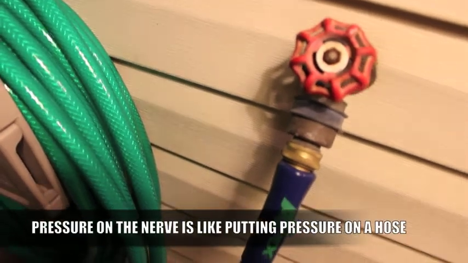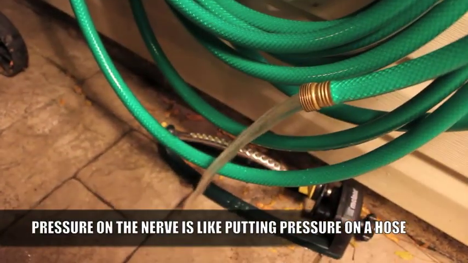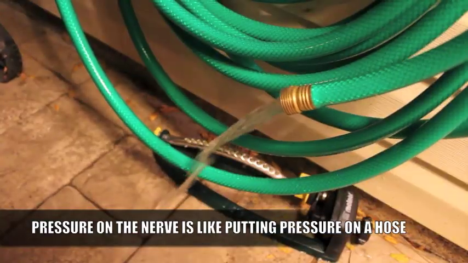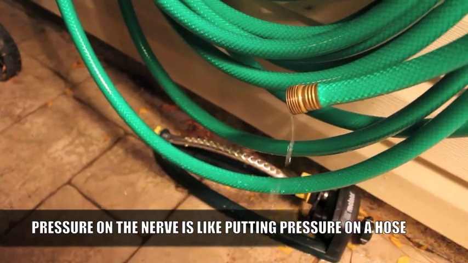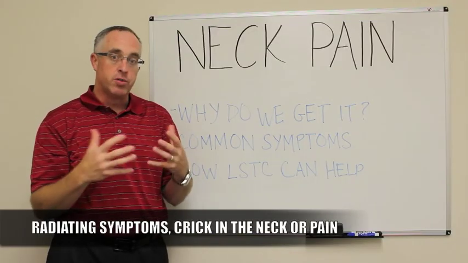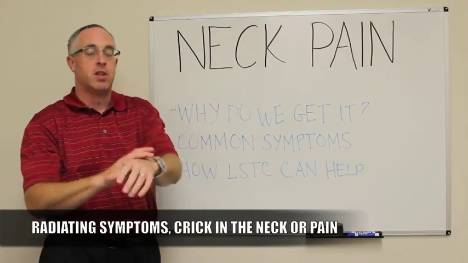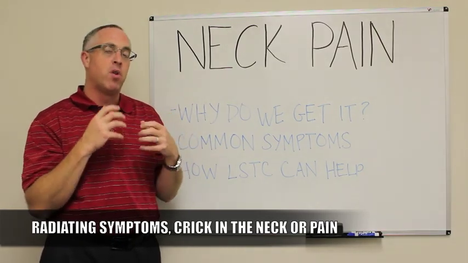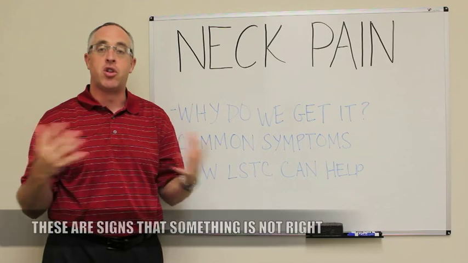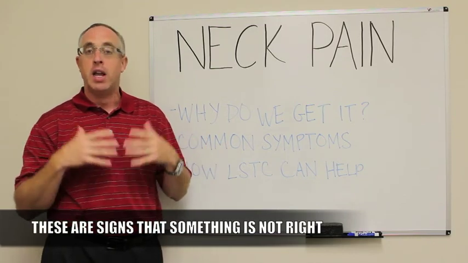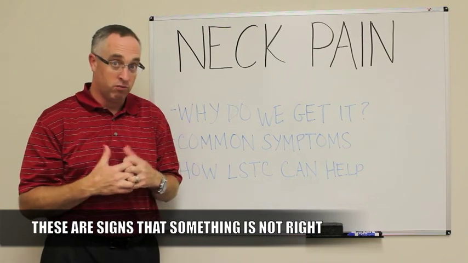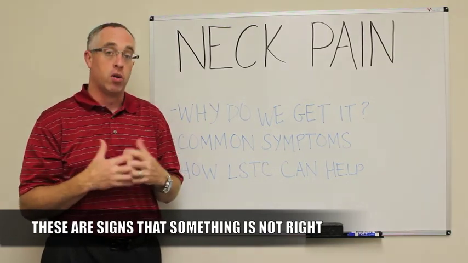The pressure on the nerve would be kind of like putting pressure onto a garden hose. The water's flowing out, and all of a sudden you put that pressure onto the hose, there's less water coming out the other end. If you have any of those more advanced symptoms of radiating symptoms, or that crick in your neck, or the pain that's in the neck, more than just a stiffness and a soreness, that's your number one sign that something's not right, and you've really got to get some things checked out, and we can help you with that and check that out really easily and help you to get on the course to feeling better.